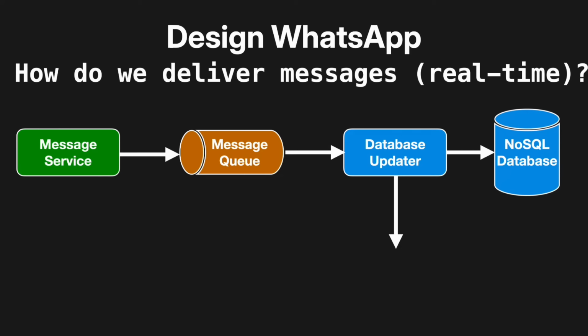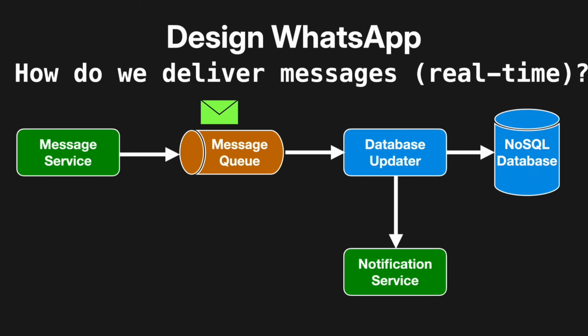Now, this is where the messaging system differs significantly from the social media newsfeed. We need real-time message delivery to give users this sense of immediacy. For this, we'll introduce a notification service. When the message is stored in the database, the notification service will notify the recipients in real time, either via WebSockets for online users or push notifications for offline users.